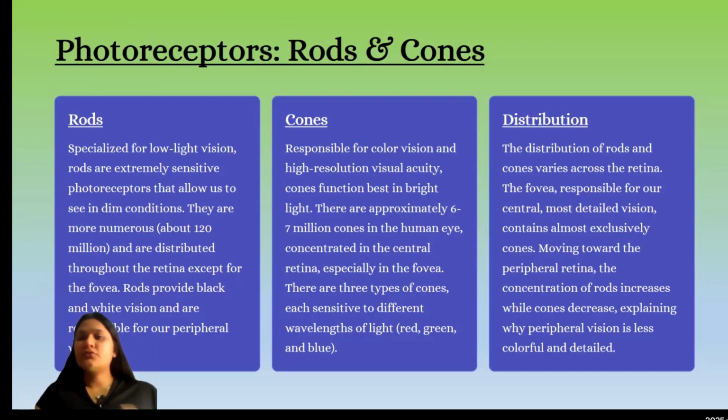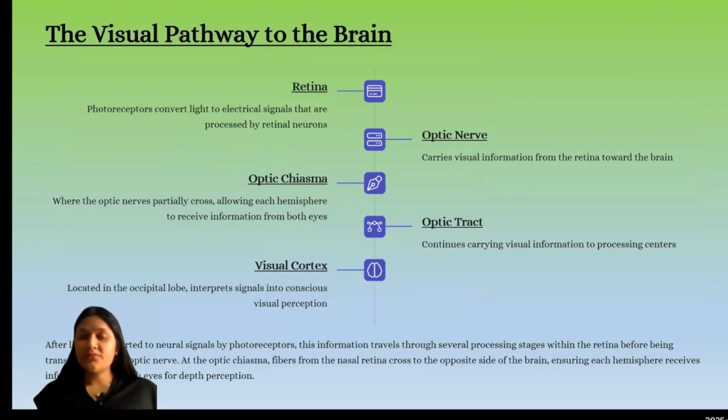Distribution, as I have told you: rod cells are in the periphery more compared to the center, and cone cells are in the center more compared to the periphery. So this is the main thing I want to tell you about the processing of vision.